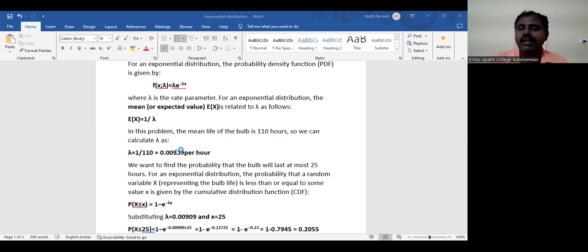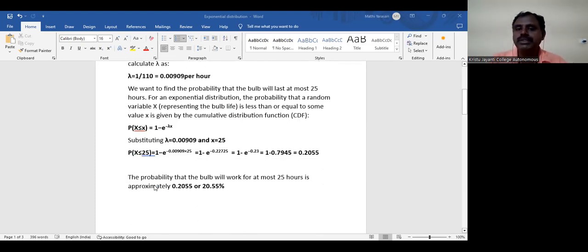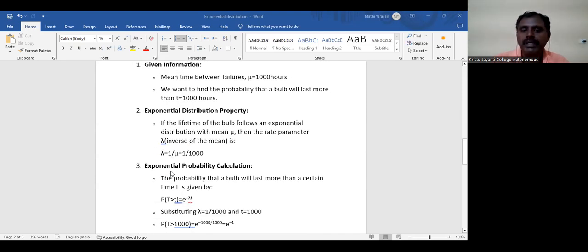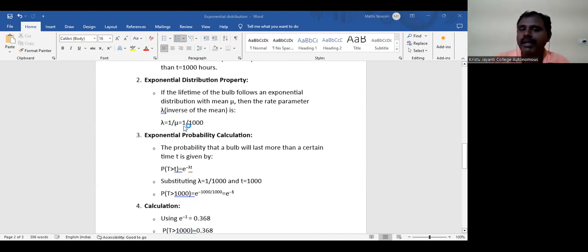The same thing, only in the second method I gave, instead of E of X, the mean value is represented by the symbol mu. The remaining meaning is the same. So now lambda equal to 1 by E of X, that average value you have to put. So lambda equal to 1 by 1000 you have to put. This part will be clear.